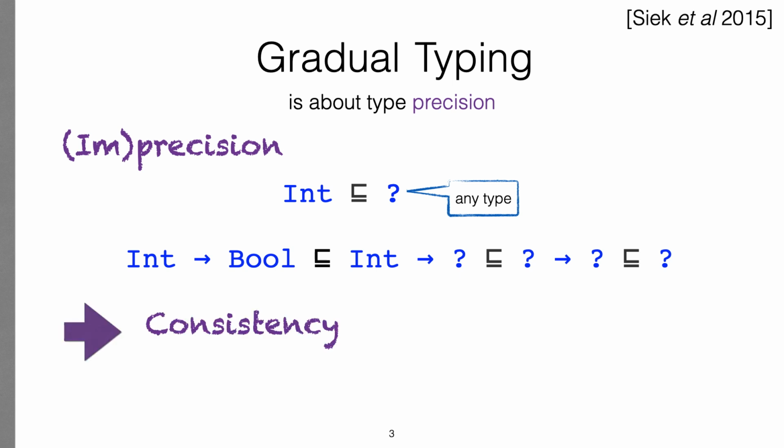Precision helps us derive consistency relations, such as consistency, which is the gradual counterpart of equality. For instance, int is consistent with unknown, but not consistent with bool or with unknown arrow int, for instance.